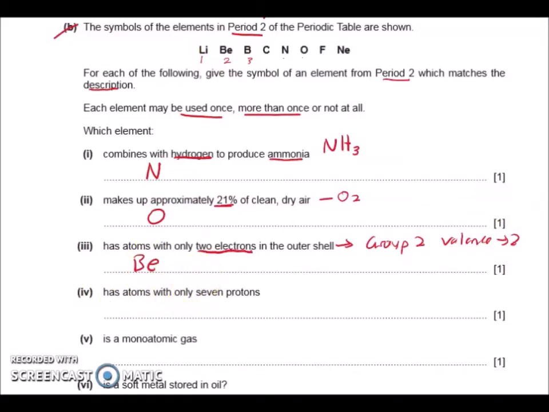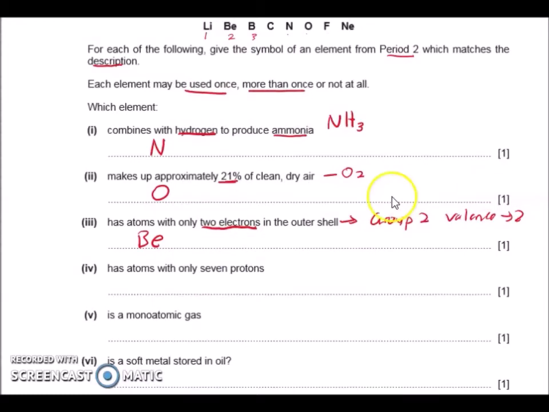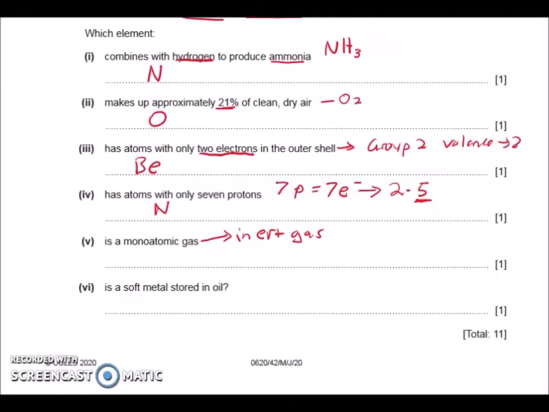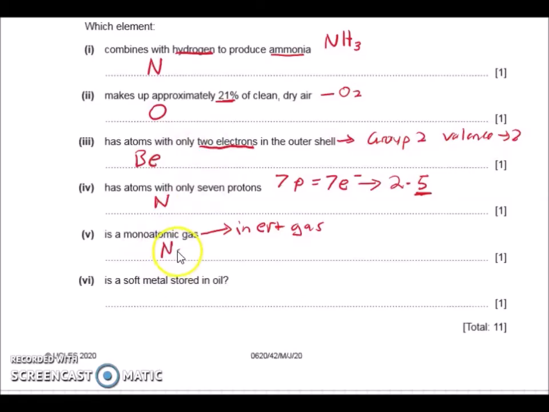Has atom with only 7 protons. If it's 7 protons, this equals 7 electrons. We change this to the electron configuration, which is 2.5. So this is group 15, after group 1, 2, 13, 14 and 15. So it should be nitrogen again. Next: a monatomic gas. This should be an inert gas, so it should be group 18. Group 18 is neon, so you should put Ne there.